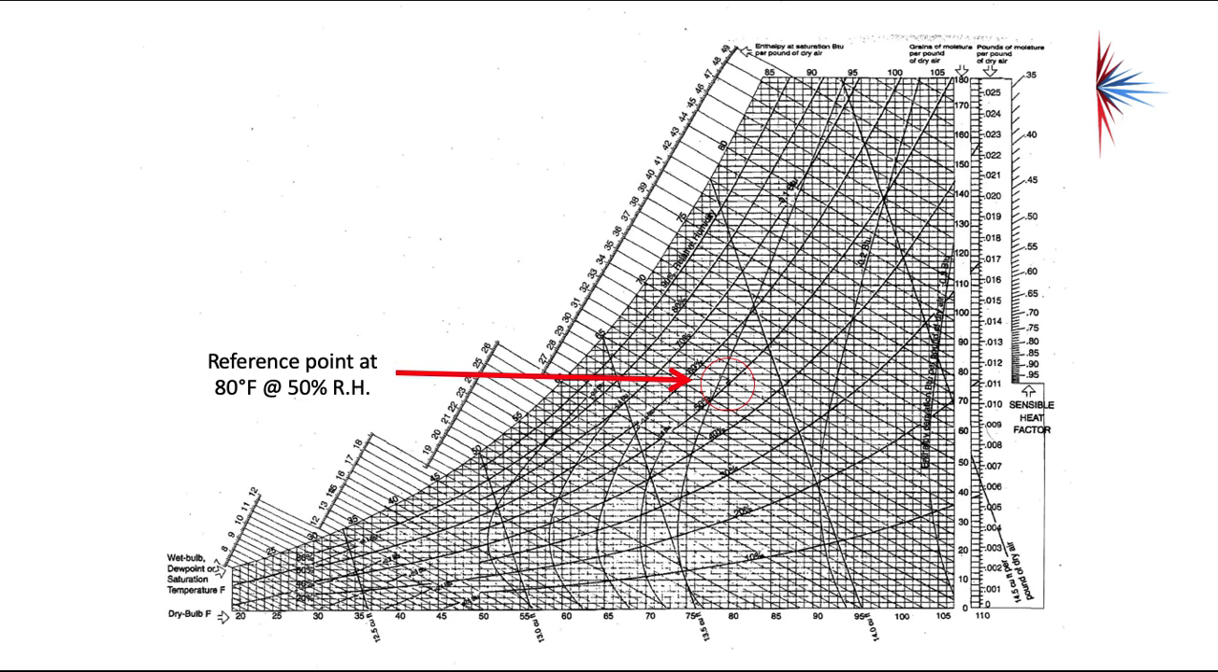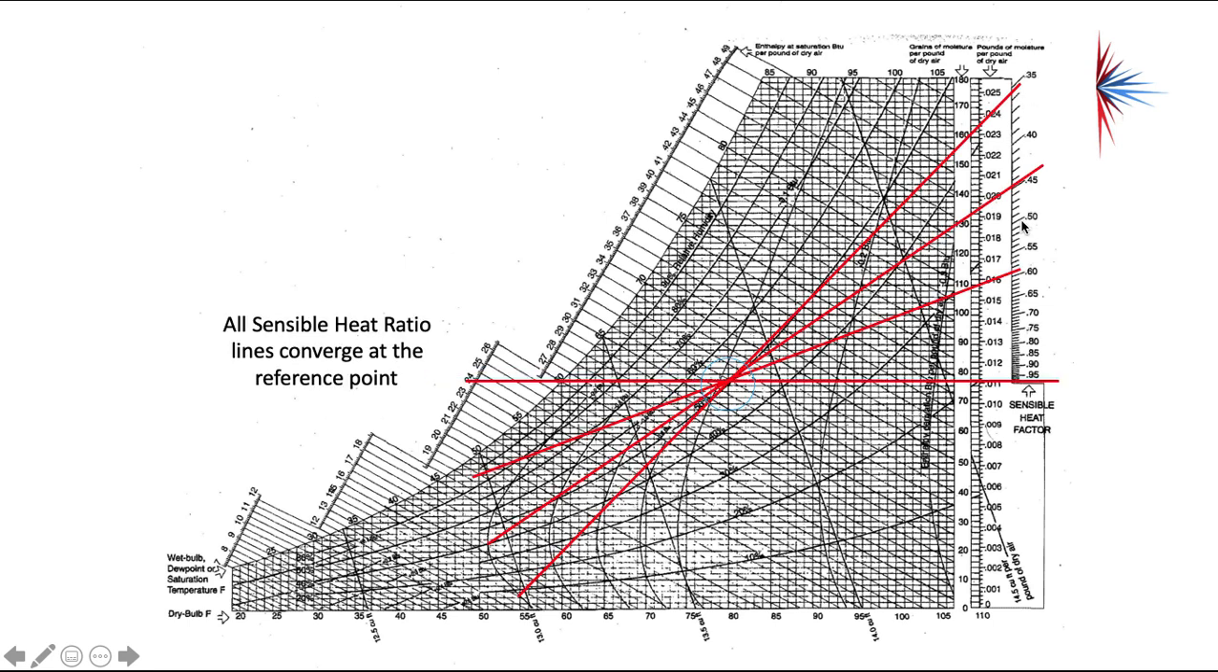So our reference point in most psychrometric charts, if you look closely at the area of 80 degrees dry bulb and 50% relative humidity, you'll find a dot in the middle of the psychrometric chart. It's hard to see, but it is normally there. And if not, put one there on your chart. 80 and 50%. Okay, that's my reference point. My sensible heat ratios are up here on the side. Okay, that's my sensible heat factors.